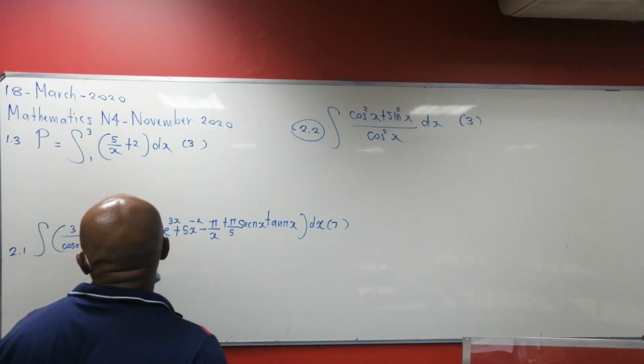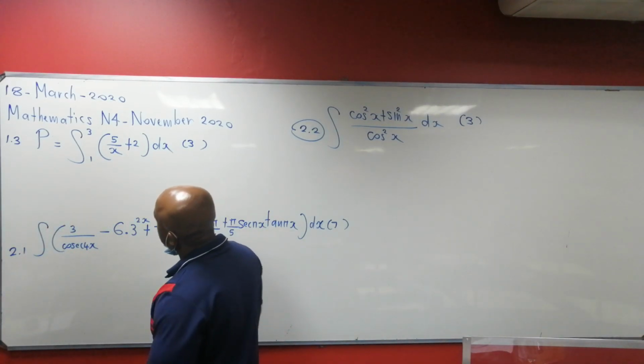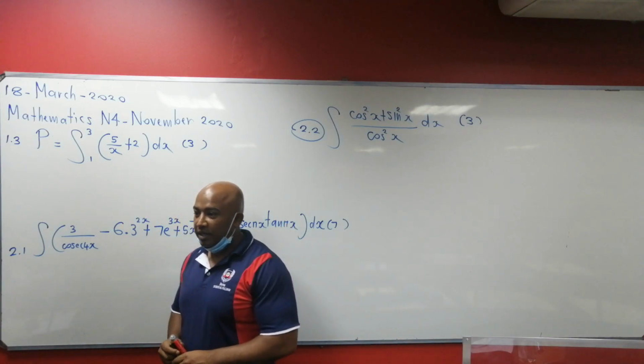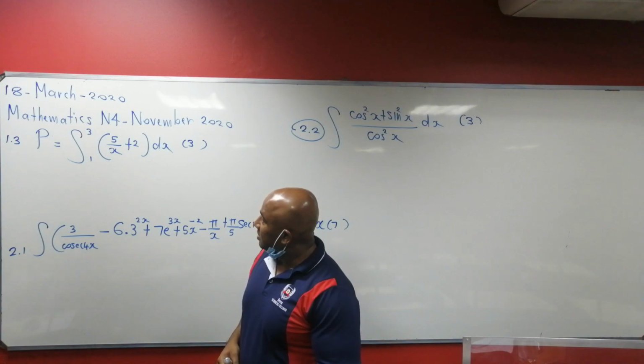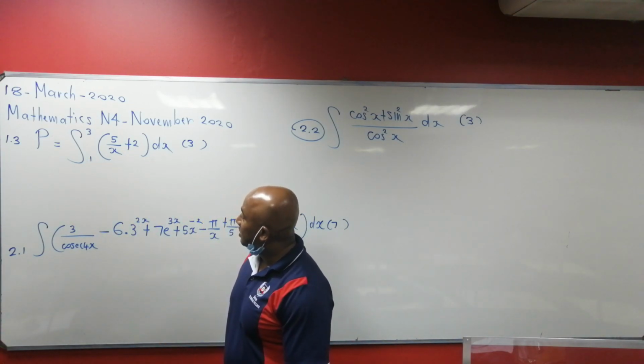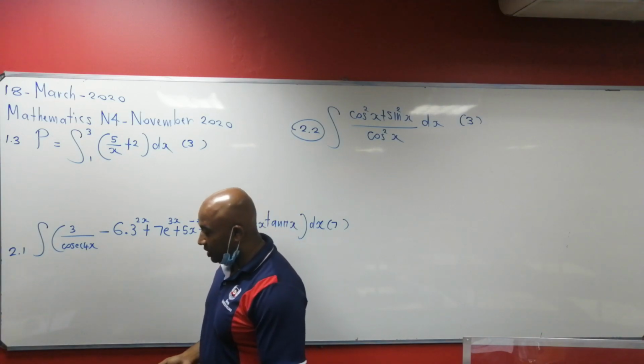Right, we continue here, 1.3. So we're just done with the graph question. That was a parabola, area under the curve. So here they gave you P is equal to, this is an integration problem. So now, what do we do?